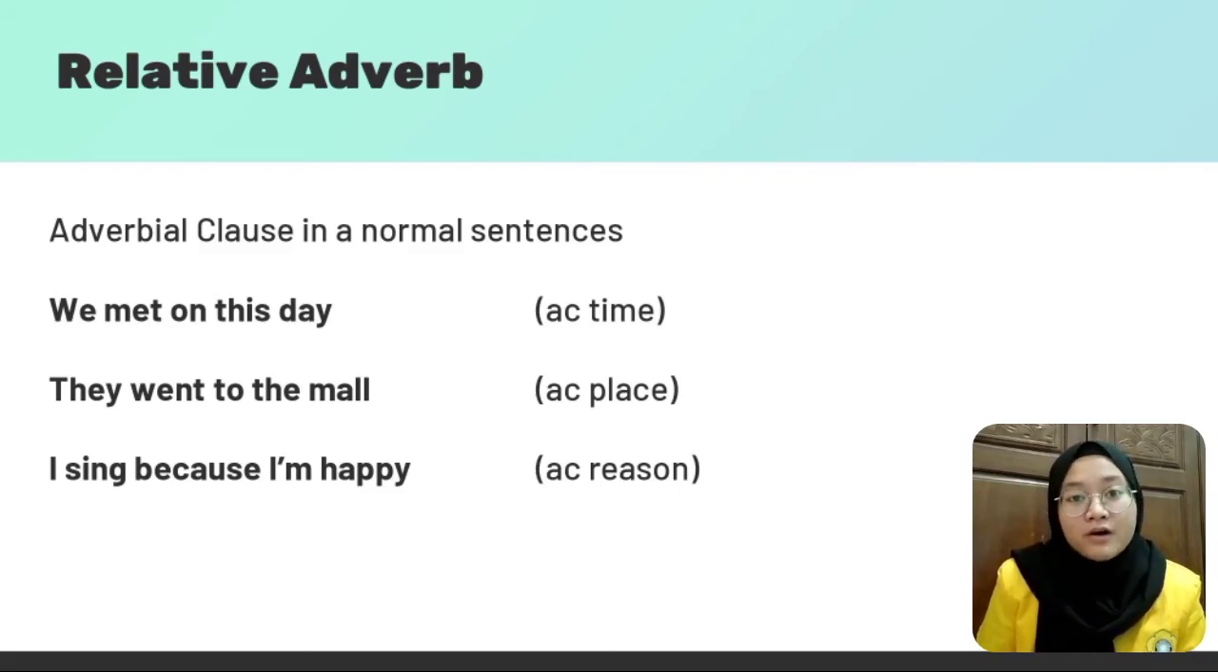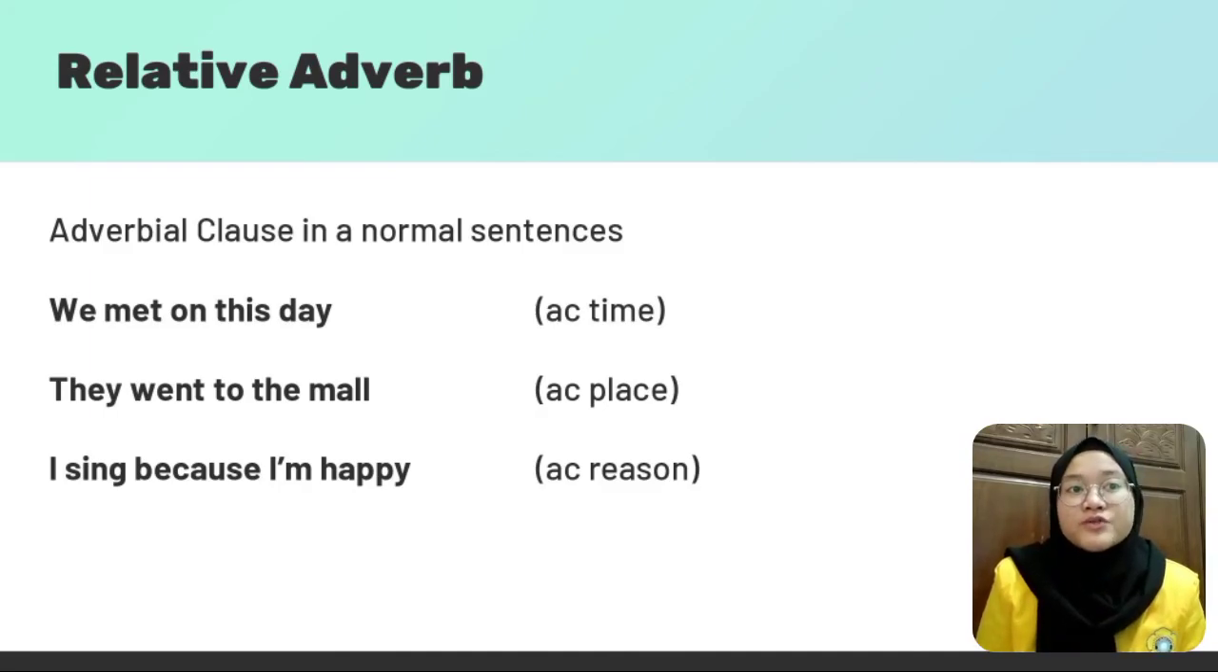They went to the mall. They is a subject, went is a verb, and to the mall is adverbial clause talk about place. And last, I sing because I'm happy. I is a subject, sing is a verb, and because I'm happy is an adverbial clause talk about reason.